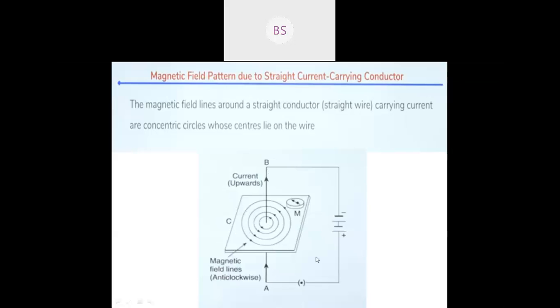I have not mentioned the ammeter and rheostat here, but in your textbook it is given. In the textbook they have connected an ammeter as well, and a key and a rheostat are there, and a battery. All these things are mentioned in the textbook. So take a sheet of smooth cardboard with a hole at its center, place it horizontally and pass a thick copper wire.